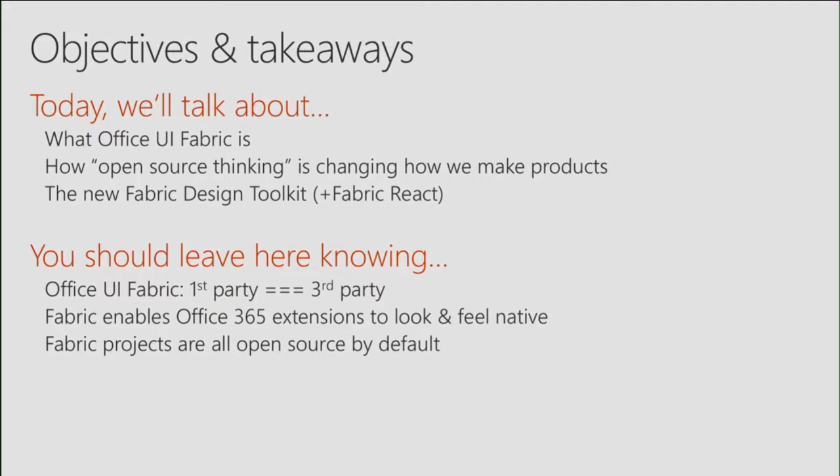As for some of the key takeaways, as we go through these slides, I want you to take away the idea that Fabric is the real stuff. This is what we actually use within Microsoft to build Office, Visual Studio, Team Services, and other products. We're actually collaborating to build Fabric and these products together. Fabric is really the key to enabling your own extensions within Office to look and feel native. And finally, for the most part, almost all of the Fabric projects are open source by default, so you can contribute to any of them at any time.